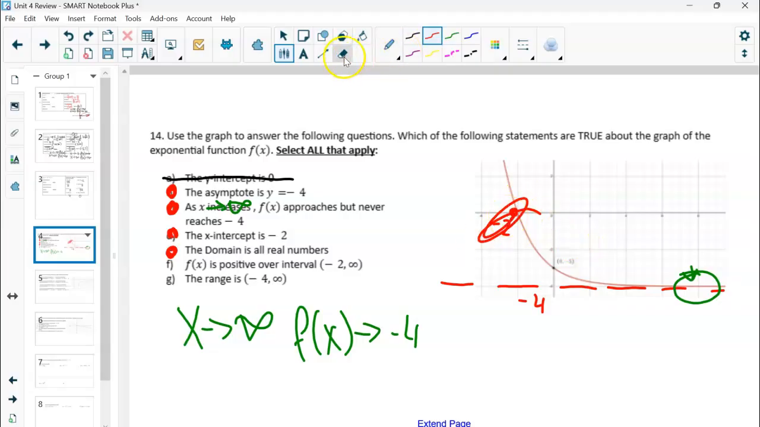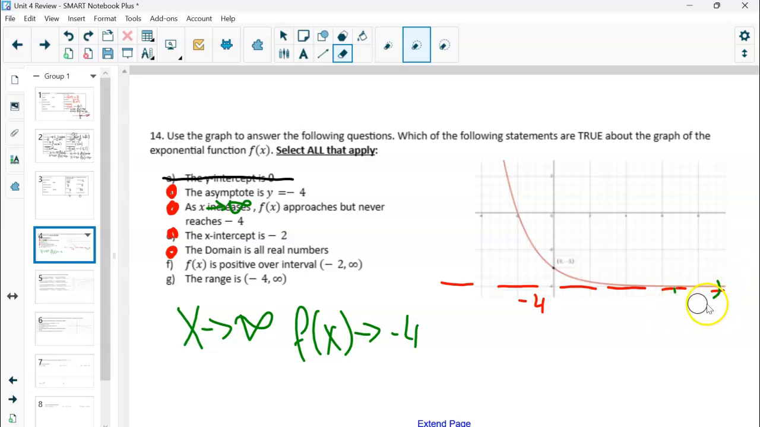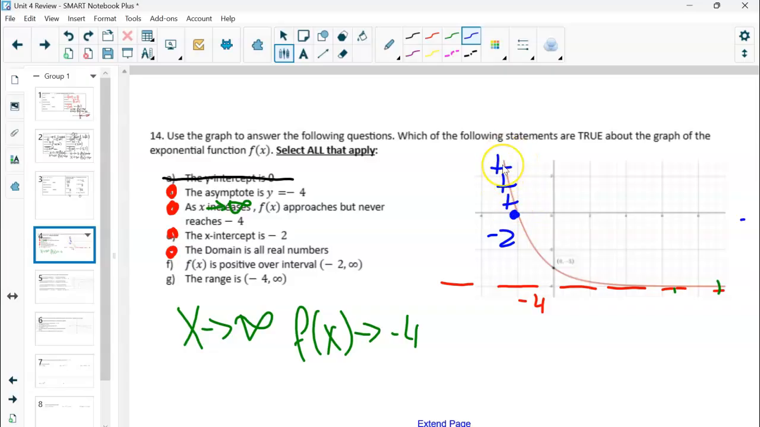So let's delete some of that stuff here so we can clear it. All right, so positive and negative, let's see. So again, the x-axis is right here. So that means this is my x-intercept at -2. This is positive above the x-axis, and this is negative below the x-axis. So I'm reading it, so this -2 is my point where it switches.